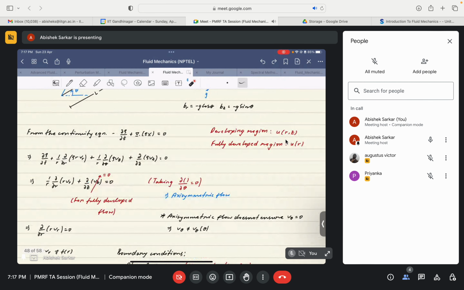From continuity, or mass conservation, we can say del rho by del t is equal to minus the divergence of rho times v, rho and the velocity vector. It is then written in cylindrical coordinates, because our geometry can be solved most appropriately using the cylindrical coordinate system. Then we use the assumption that the flow is fully developed, so the velocity profile is not a function of the z coordinate, so d by dz is 0. Another assumption is that the flow is axisymmetric, so any derivative with respect to the theta direction is 0.